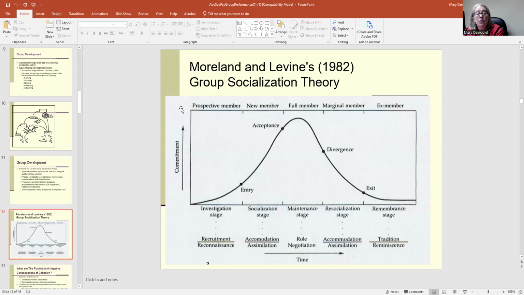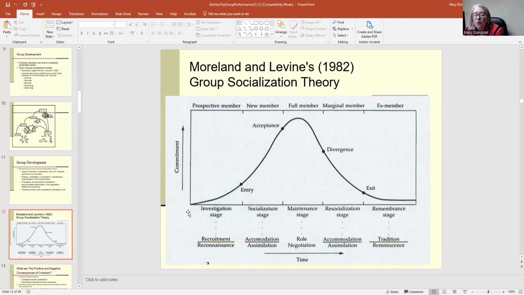So on the y-axis here, we have commitment, right? How committed you are to the group, how groupy is the group. We could think of cohesion being really high here and very low here. Here's the group membership for the member. You're a prospective member here. You have pretty low commitment. Then as a new member, you're really increasing your commitment to the group. As a full member, you have the highest commitment you're ever going to have. Then if there's some issues, you might become a marginal member for a little bit and your commitment's going down and down. And then you leave the group and you're an ex-member.